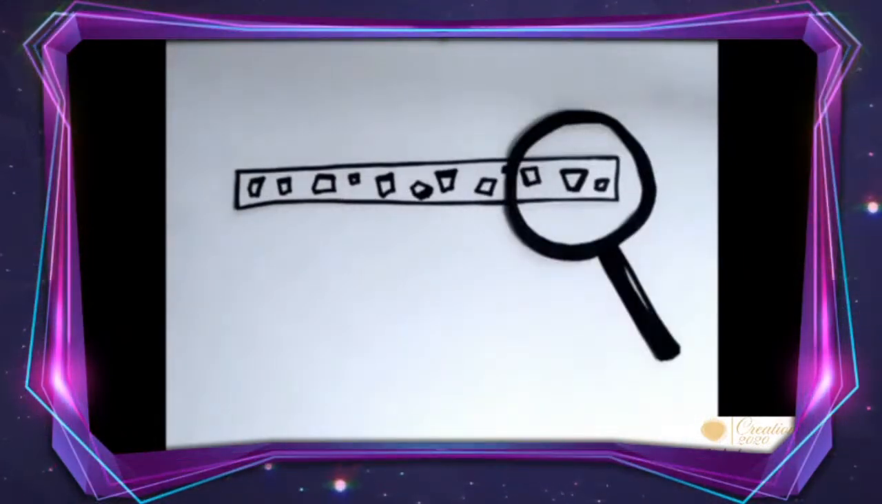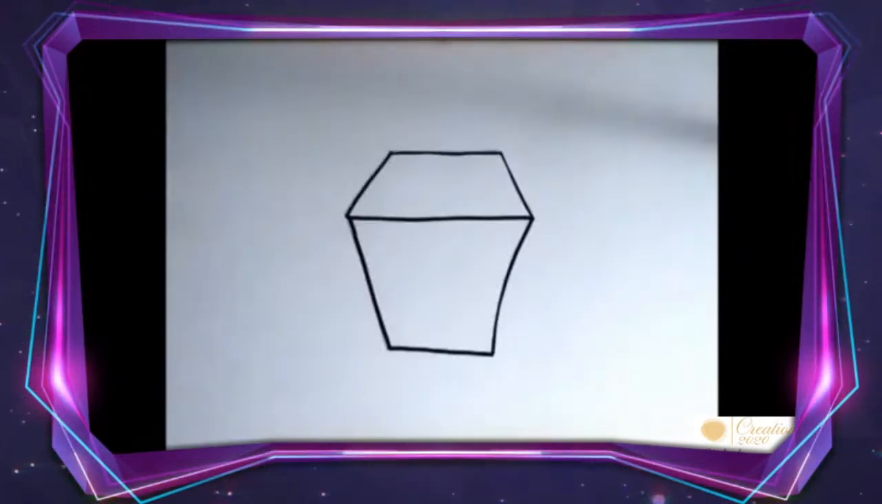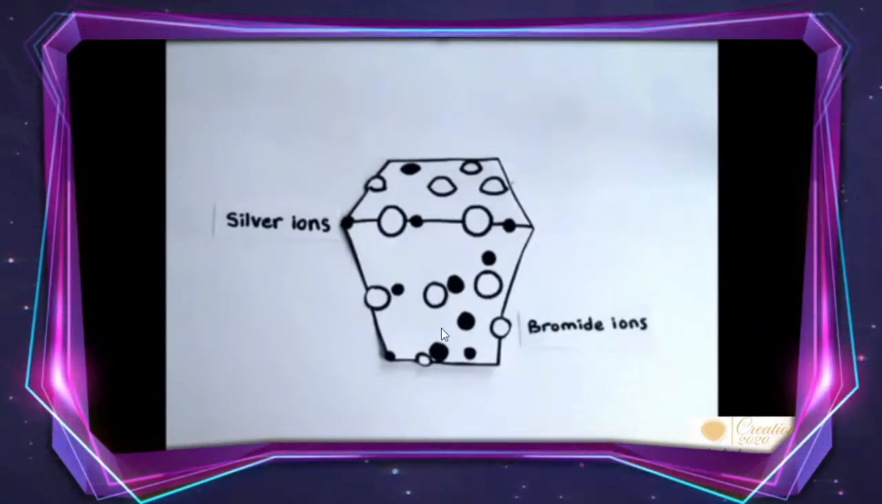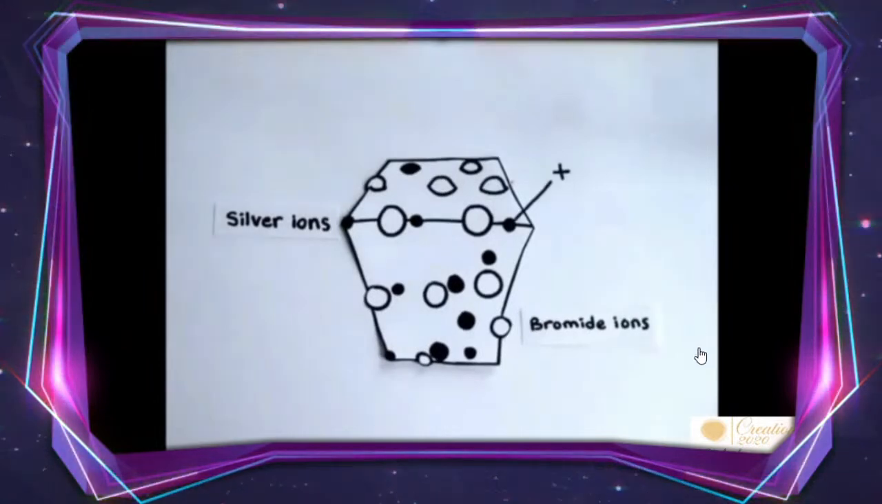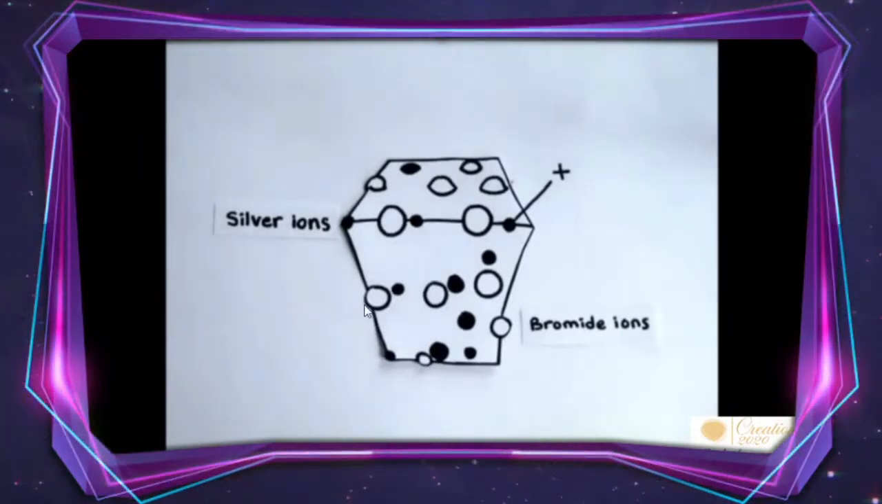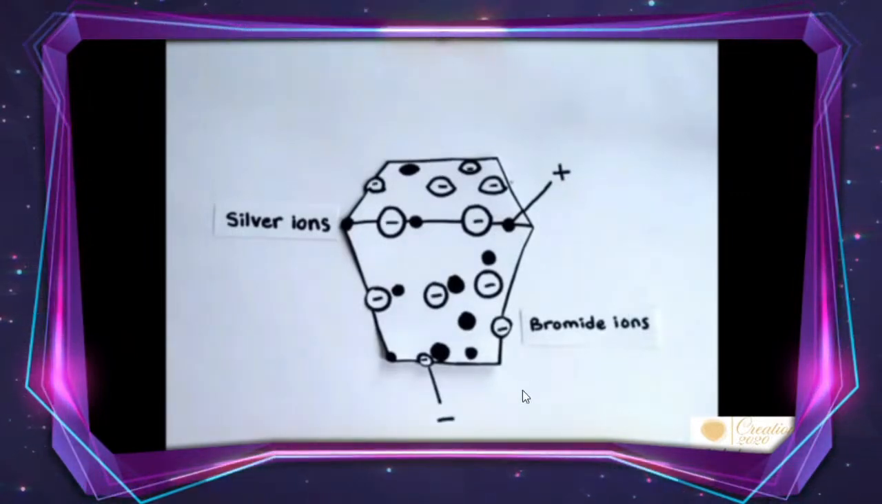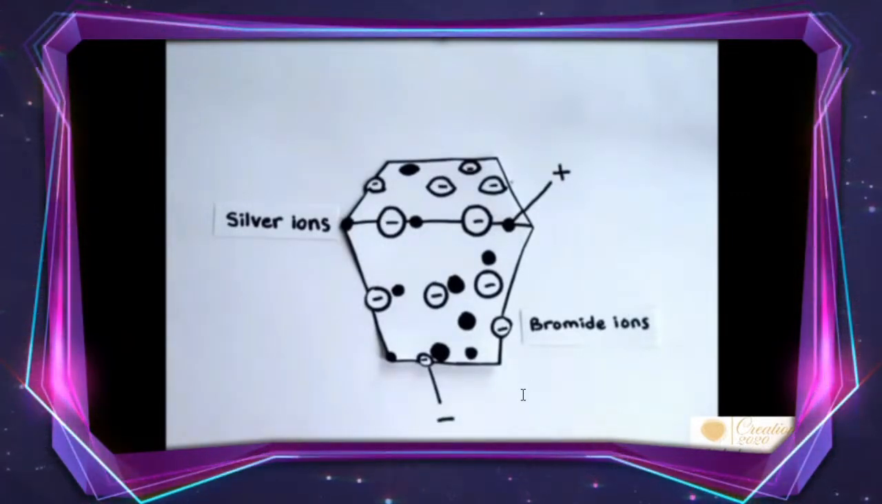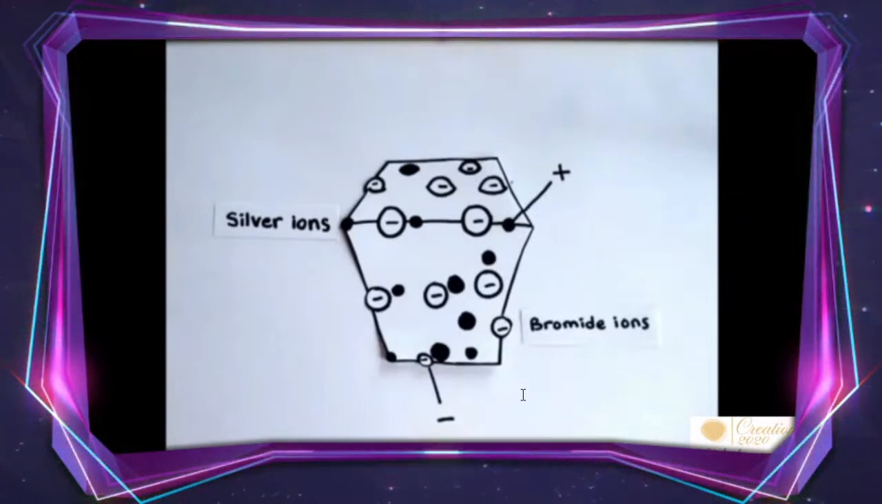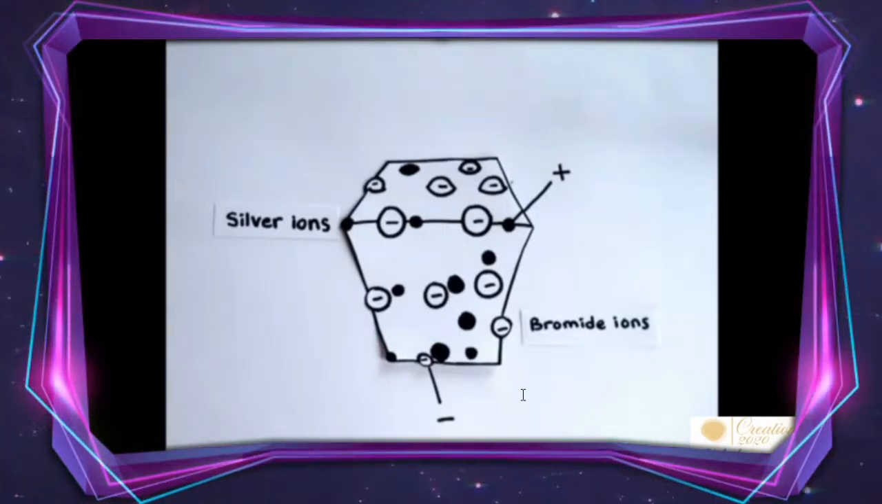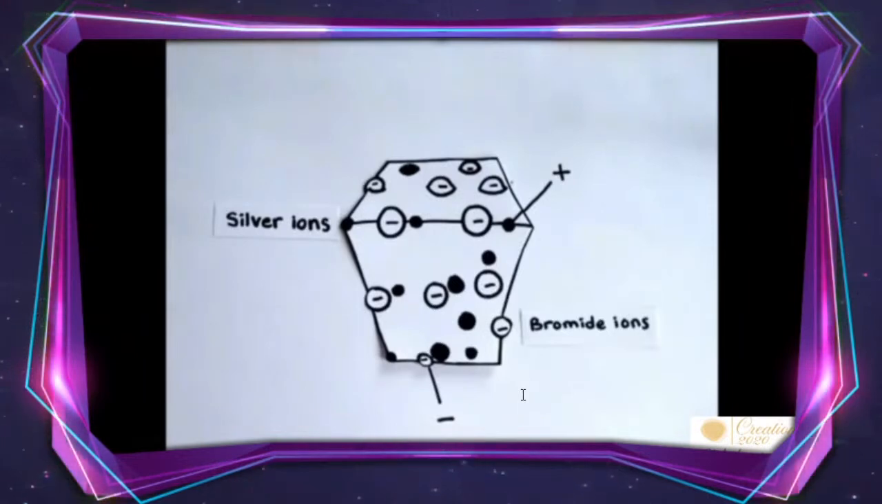If you zoom in on one of those light-sensitive crystals in the emulsion, you would see that the crystals have a cubic structure, and there are silver ions and bromide ions. Silver ions have 1 electron less than the neutral atom, making it positively charged, and bromide ions have an extra electron, giving it a negative charge. These electrical attractions hold them in place in a cubical arrangement.